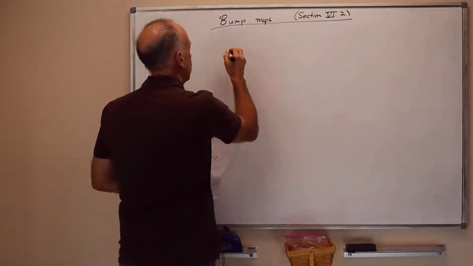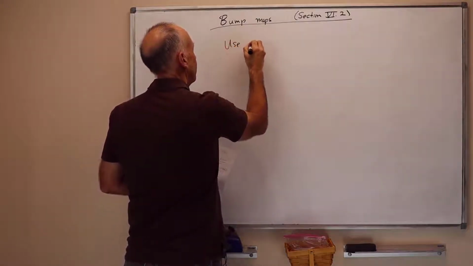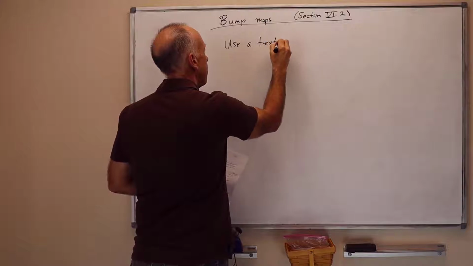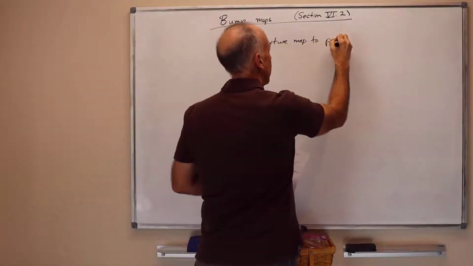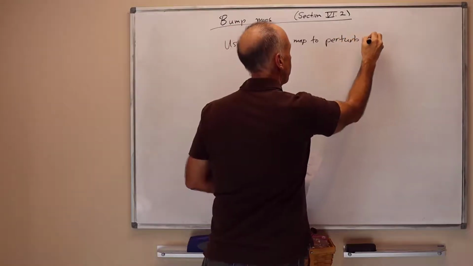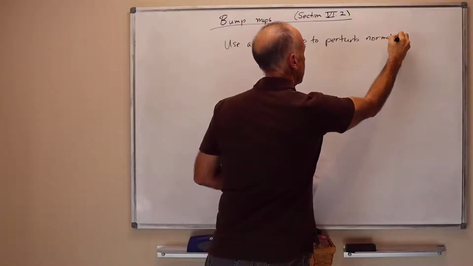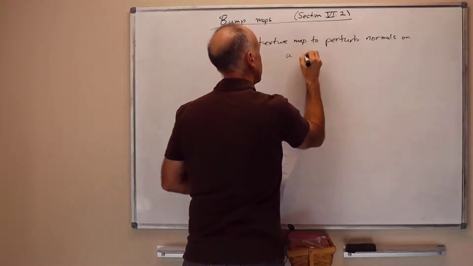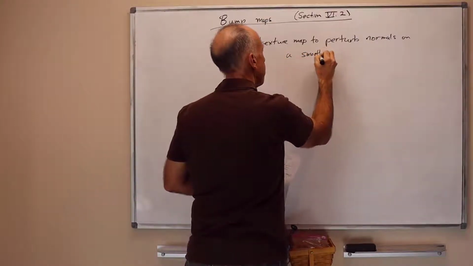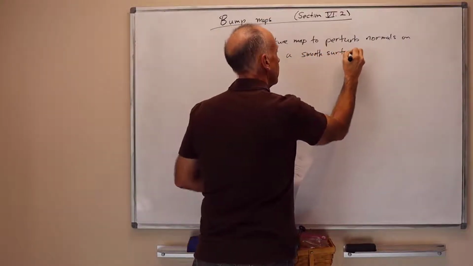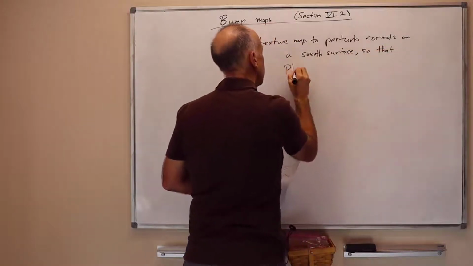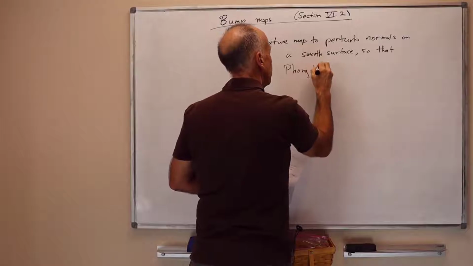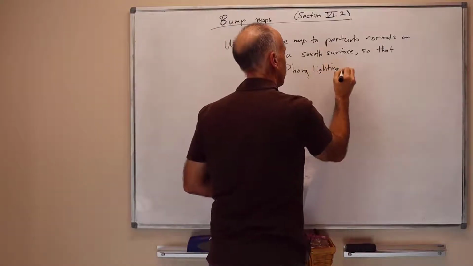So to write this down, we use a texture map to specify how to perturb normals on a smooth surface so that Phong lighting gives the appearance of small features.